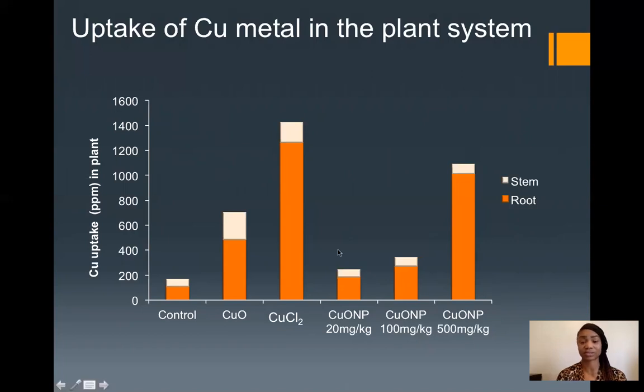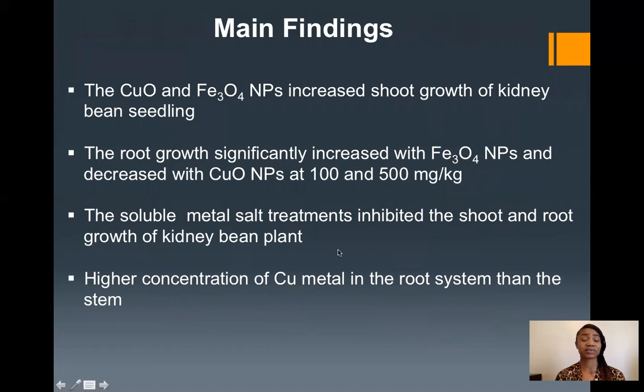Main findings from this research: one, the copper oxide and iron 3 oxide nanoparticle increased the shoot growth of kidney bean seedling, while the root growth significantly increased with iron 3 oxide nanoparticle and decreased with copper oxide nanoparticle at 100 and 500 milligrams per kilogram of soil. The soluble metal salt inhibited the shoot and the root growth of kidney bean plant.